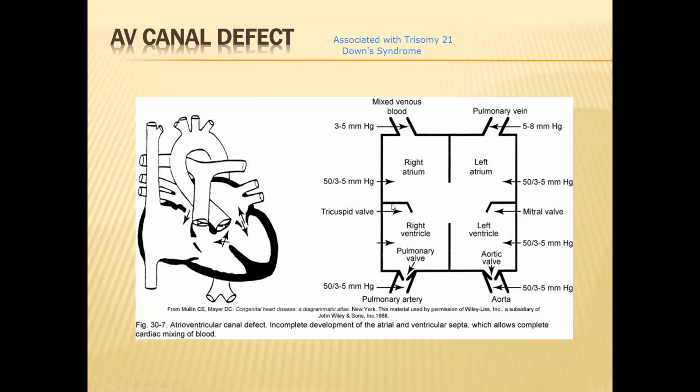So you have the heart contracting, and it's going to cause all the pressures to be the same. Do you notice pressure in the right atrium? 50/5. Pressure in the right ventricle, pulmonary artery, 50/5. Left side of the heart, 50/5, whether it's left atrium or left ventricle.